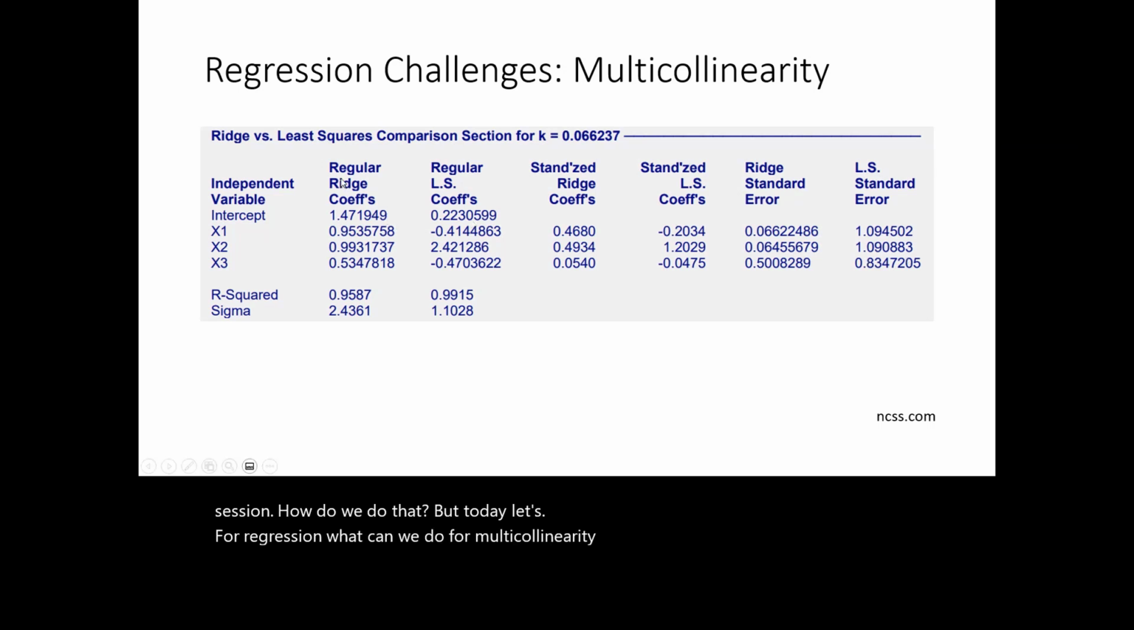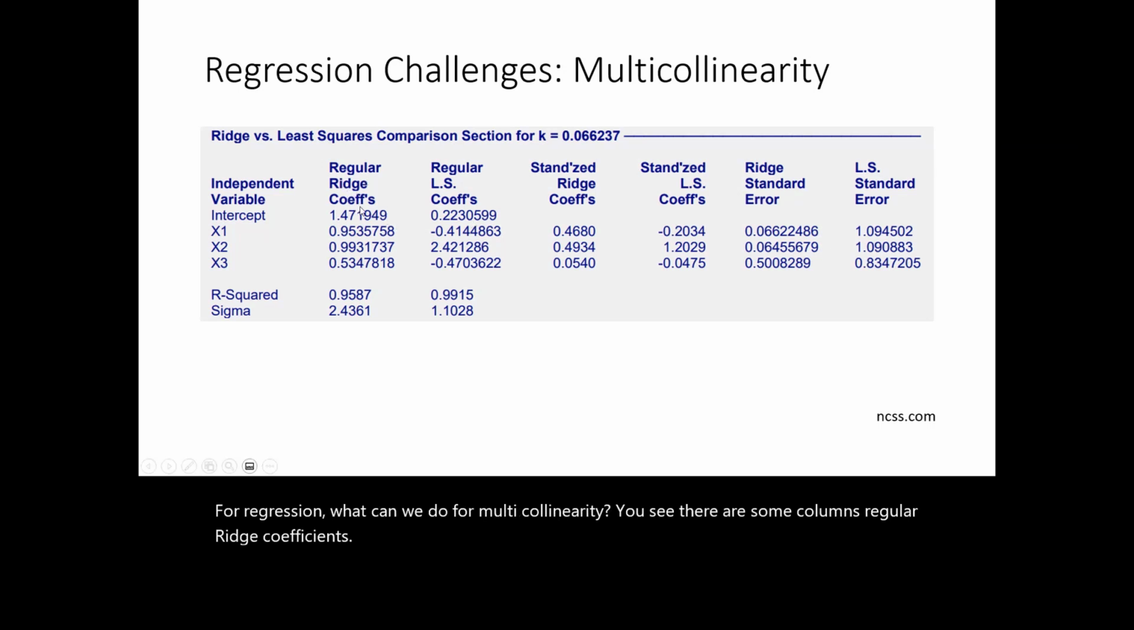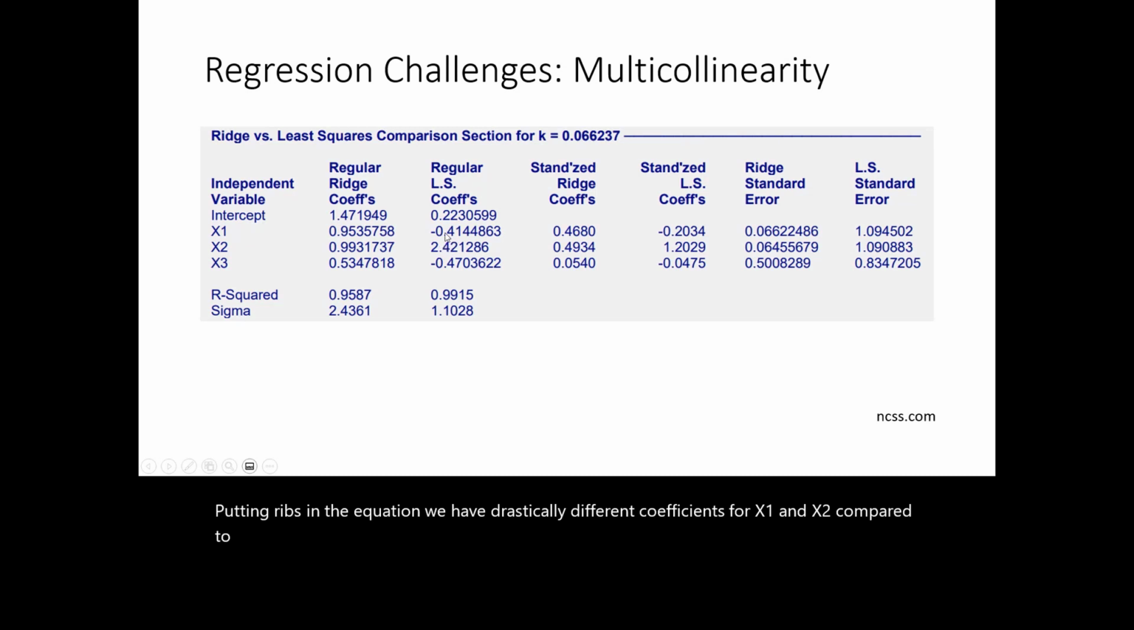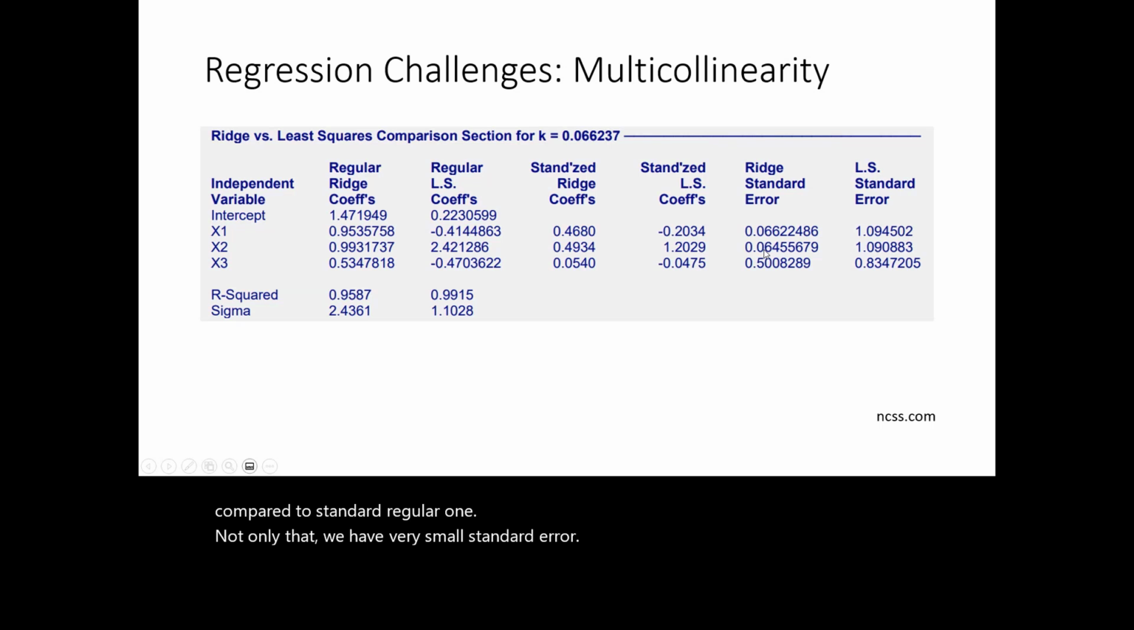You see, there are some columns, regular ridge coefficients. I didn't touch them yet, but just notice these coefficients have very small standard error. We are very much confident about the value of x1 and x2, right? And we also have standardized ridge coefficient, and for that we appreciate how putting ridge in the equation, we have drastically different coefficients for x1 and x2 compared to the standard regular one. Not only that, we have very small standard error. That's good. How do we do that?